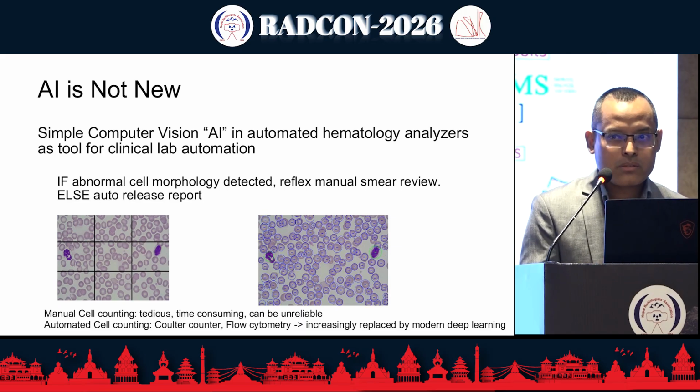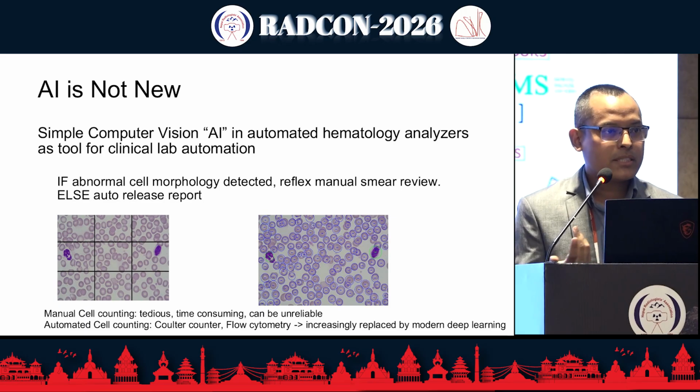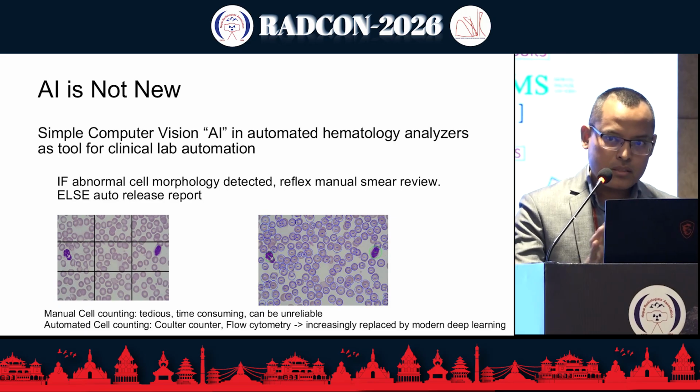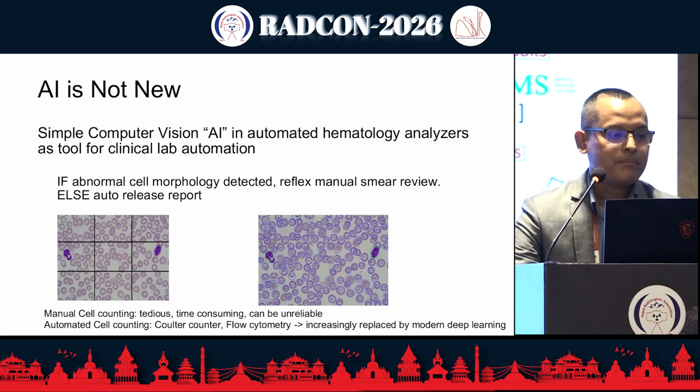Even modern ultrasound systems and CT scan systems come with some form of AI built in, right? For example, fetal head circumference. So a lot of these are happening in the background, but not necessarily defined as AI per se.